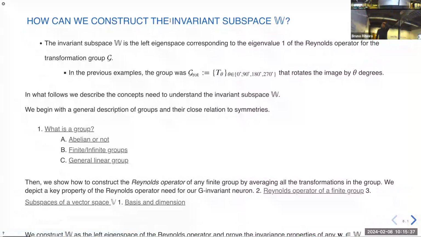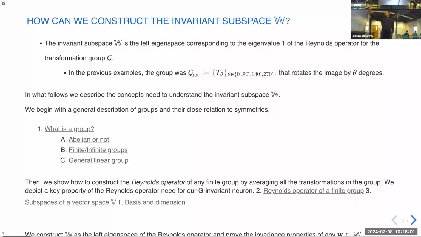So the question then is, how do we construct this invariant subspace? The first part of the tutorial will be about this. We are going to see that this invariant subspace W is the left eigenspace corresponding to eigenvalue 1 of the Reynolds operator of this transformation group. If none of this is clear, it's okay, because I'm going to explain this in detail.